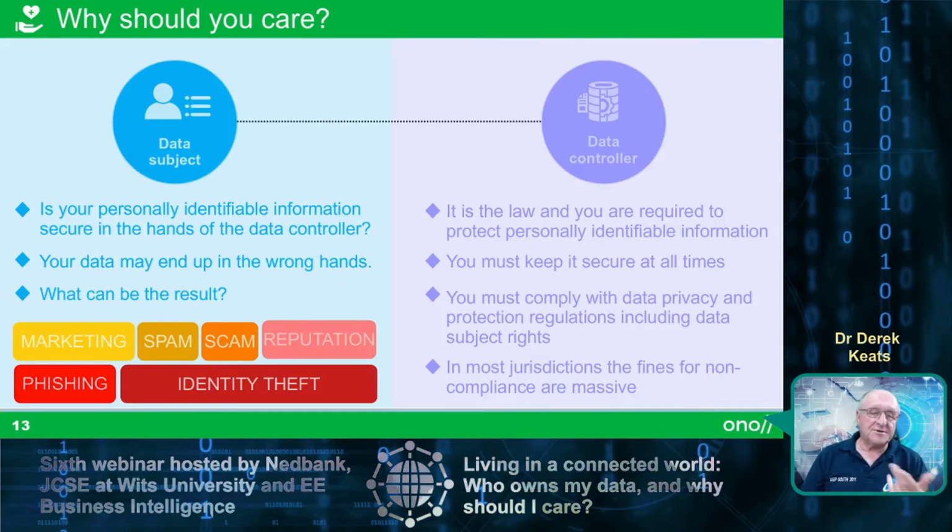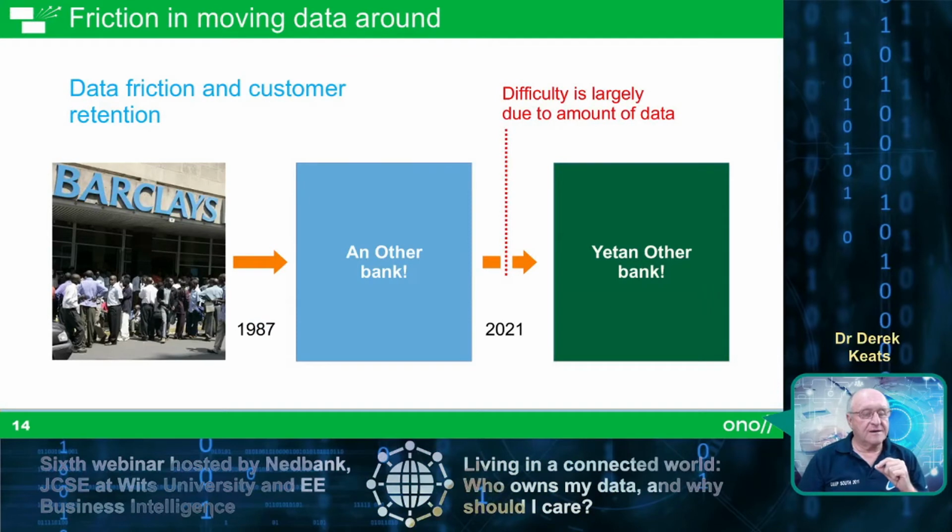You must also comply with data privacy and protection regulations, including the rights of the data subject as defined in regulations. And in most jurisdictions, the fines for non-compliance are massive. In South Africa, it's 10 million rand. In other jurisdictions like the EU for the GDPR, it is significantly more than that. So, these are just some of the reasons why you should.